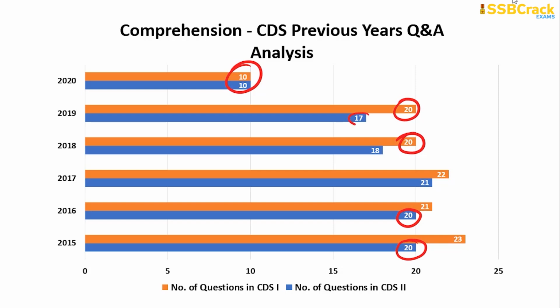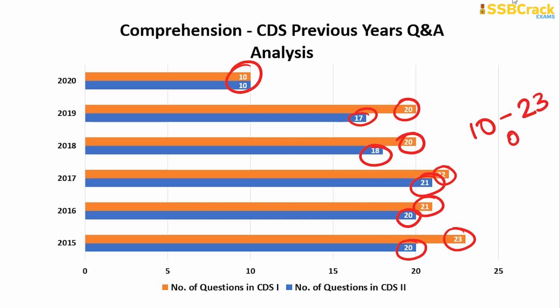17 questions have come in series 2 2019, 18 questions in series 2 2018, 22 questions in series 1 2017, 21 questions in both series 2 2017 and series 1 2016, and 23 questions, the highest number of questions from comprehension, came in series 1 2015. So you can expect 10 to around 23 questions from this topic, right? This is the most important topic.